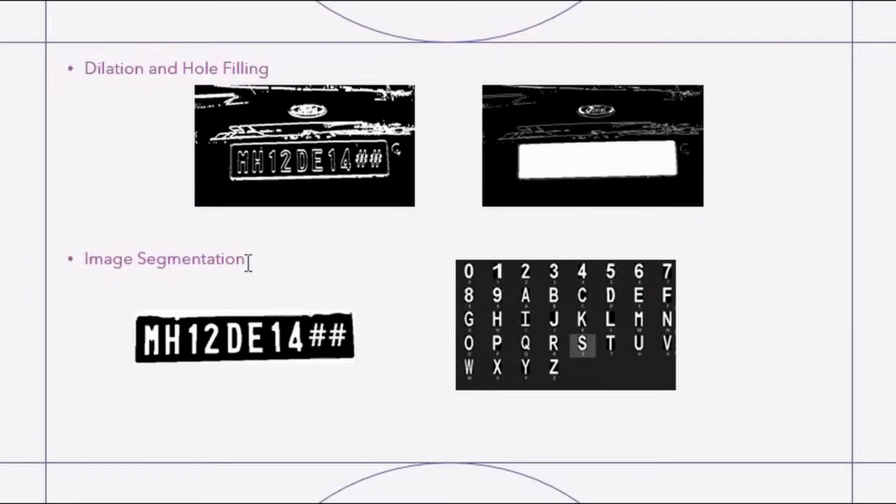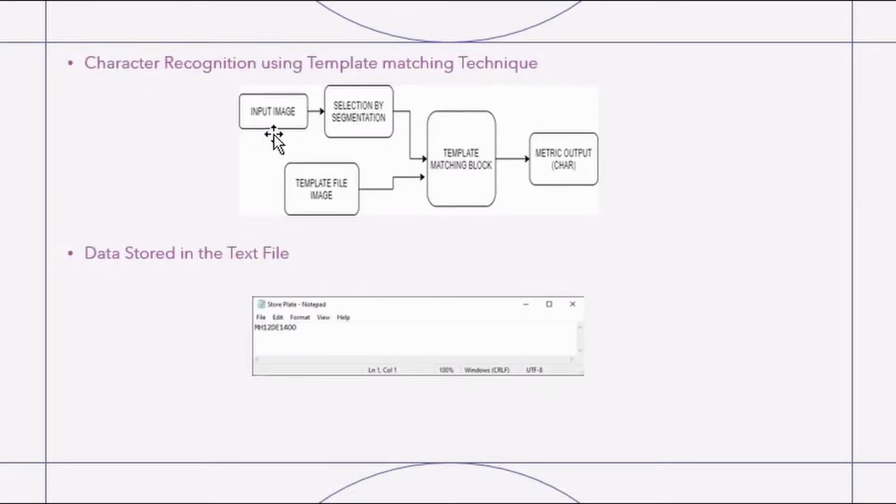And then we are using image segmentation. This is the cropped area for the number plate location, and this is an example of each character template. Then we do character recognition using the template matching technique. This is the basic flowchart for the template matching technique.